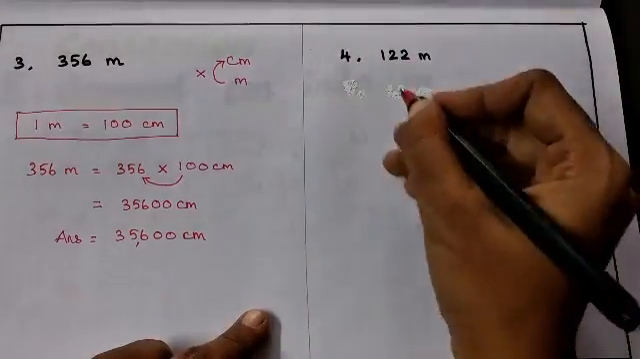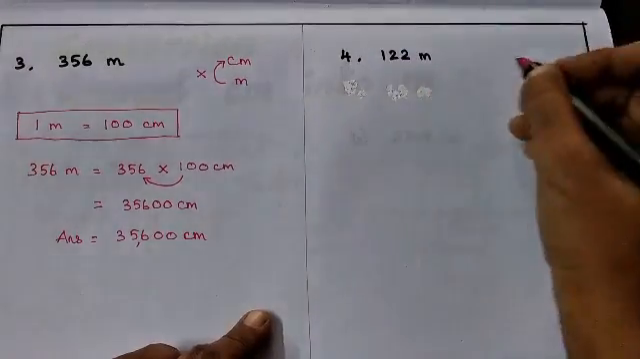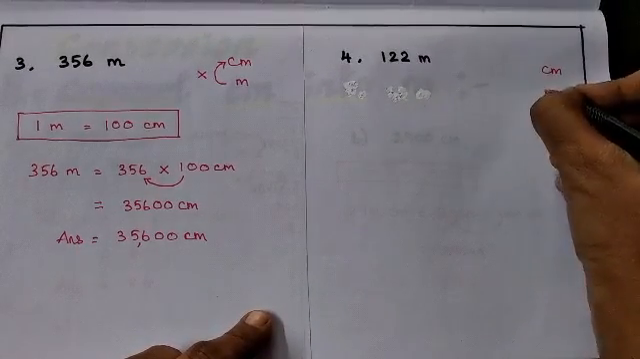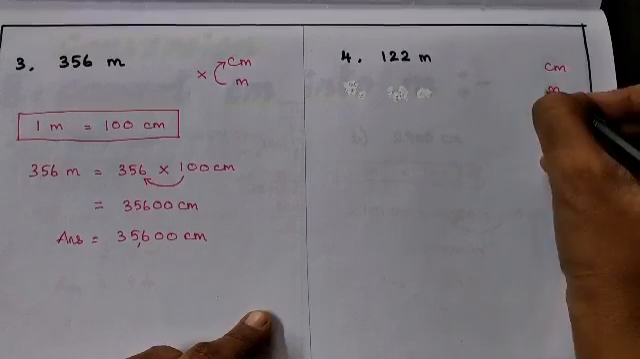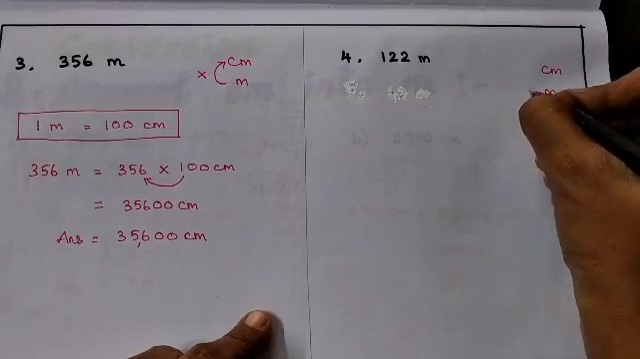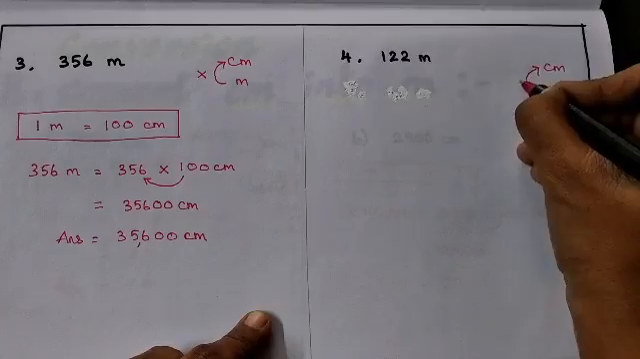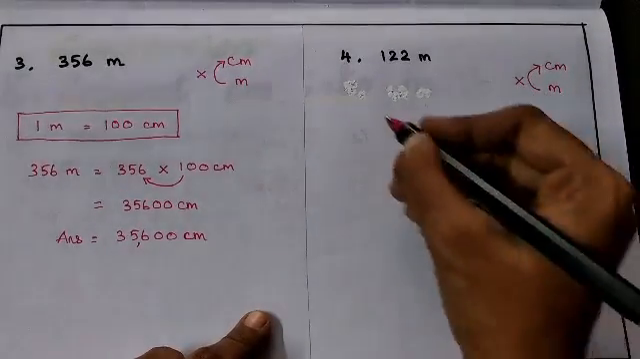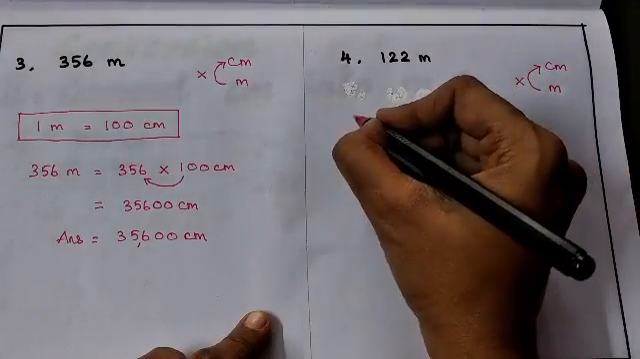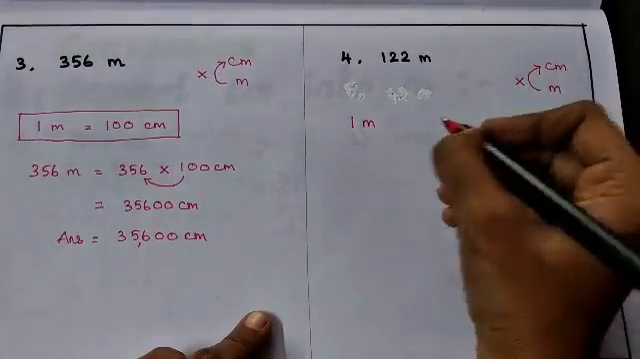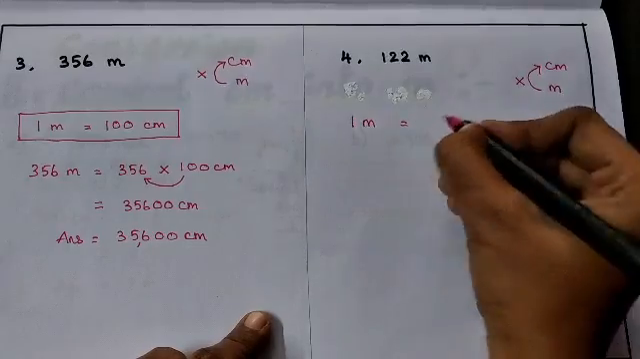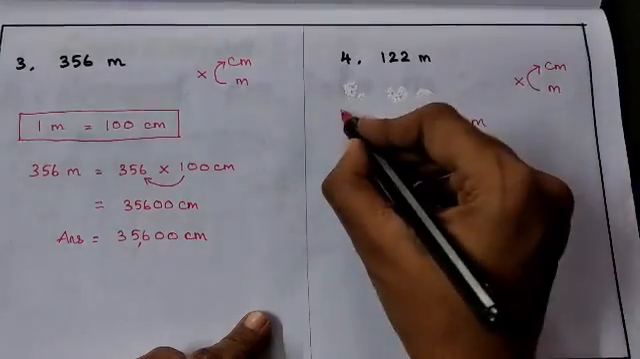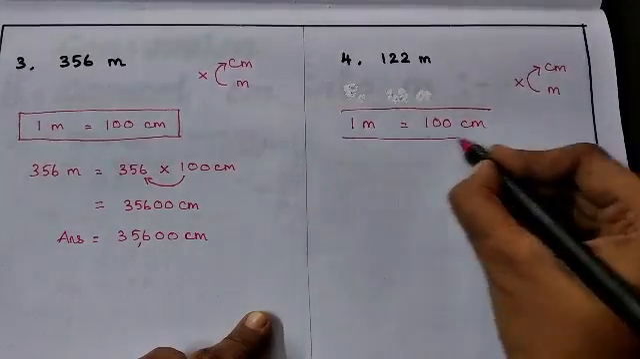I am doing this fourth sum now. First I am writing the short form, that is centimeter and meter, in order. So I'm going to convert the meter into centimeter. When you are changing it this side, it's a multiplication. And after writing this, first I should write the formula. That is 1 meter equal to 100 centimeter, right? This is the standard formula.